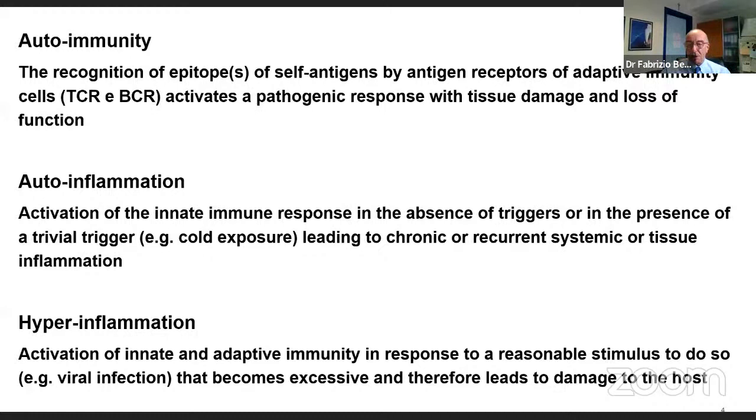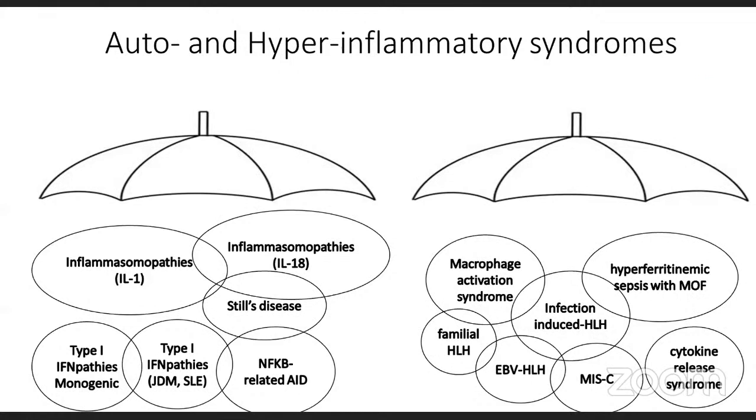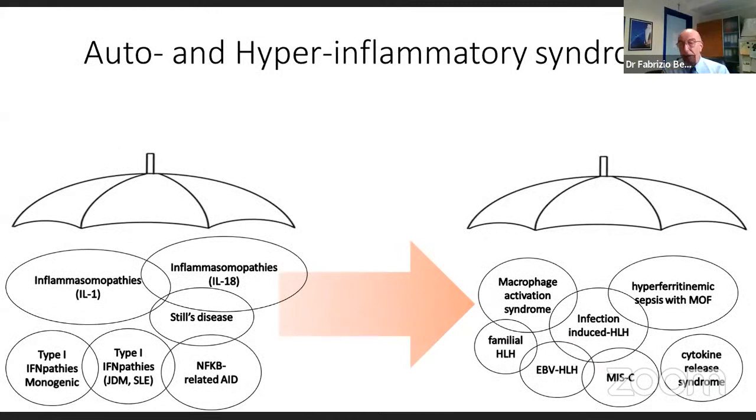Today we're actually talking about hyperinflammation, which is an excessive and disproportionate response of the innate and adaptive immunity in response to a reasonable stimulus, such as viral infection. You discussed dengue a lot yesterday as an infection. This response becomes excessive and therefore kills or leads to damage to the host. We use autoinflammation and hyperinflammation as umbrella terms that comprise groups of diseases. And we have learned, certainly as rheumatologists, that autoinflammation can drift to hyperinflammation. And we know that this is dangerous.